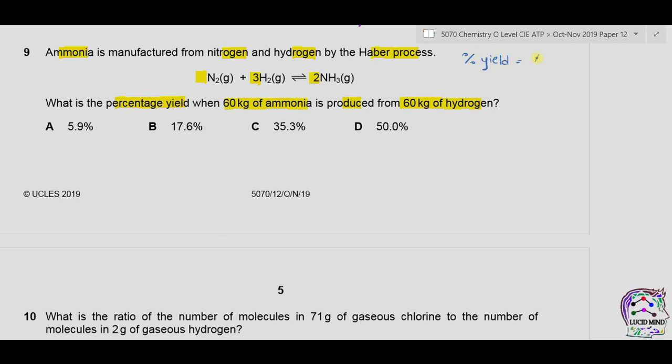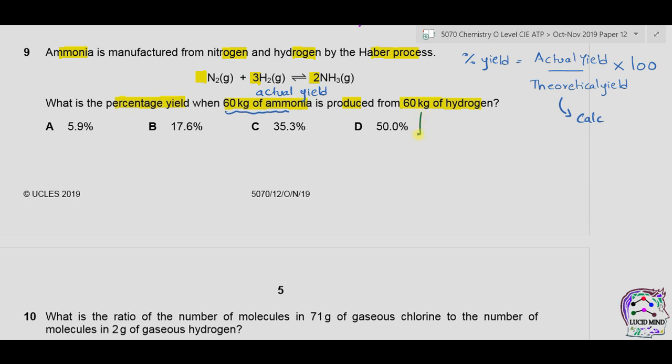actual yield divided by theoretical yield into 100. Now actual yield is always given in the question while theoretical yield is to be calculated. As 60 kilograms of ammonia is formed, this is the actual yield. Let's find the theoretical yield from the balanced equation.